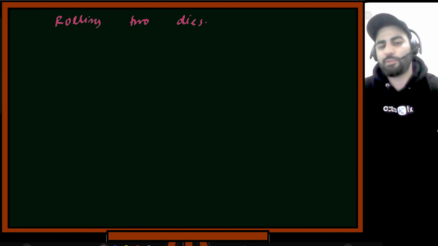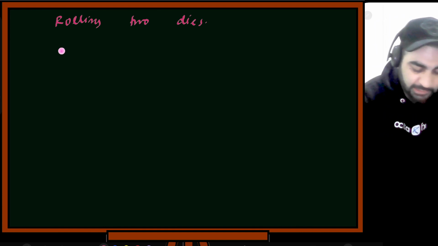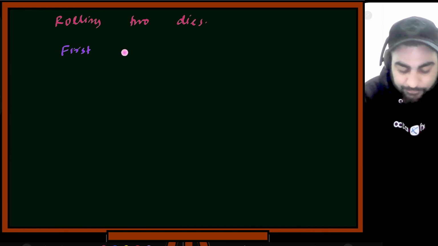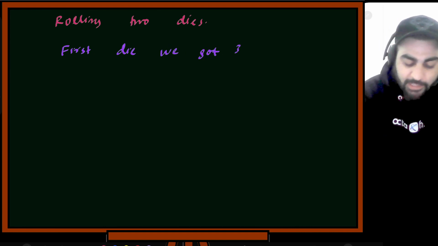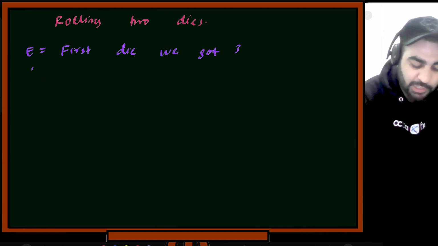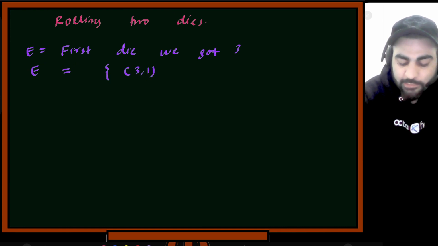Now let's suppose on the first die we got 3. Now this is our experiment E. If you write the sample space of E, that will be 3 comma 1, 3 comma 2, till 3 comma 6.